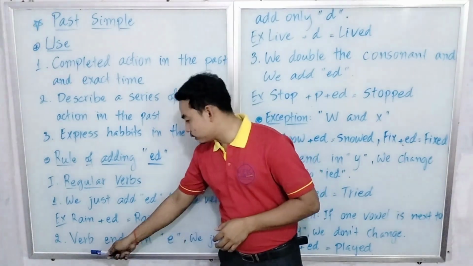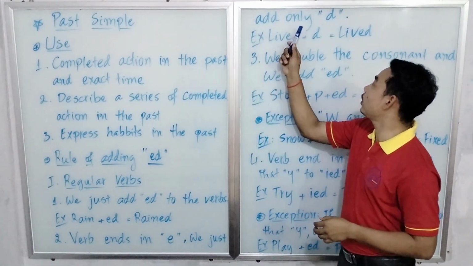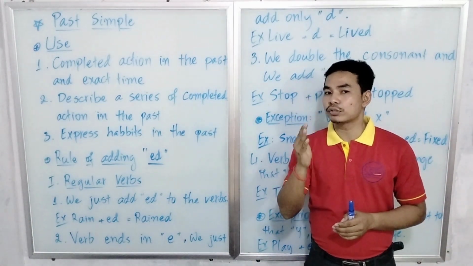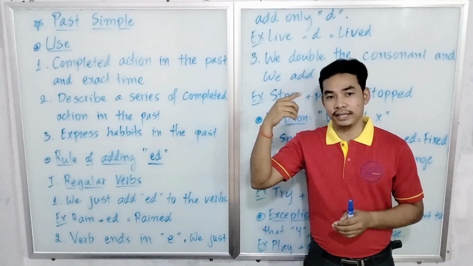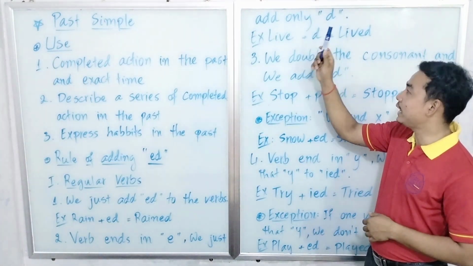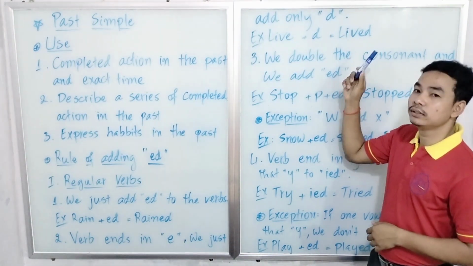The second one, for verbs that end in e, we add only d. Here we must remember that when the verb ends in e, we just add only d. For example, live plus d, lived.